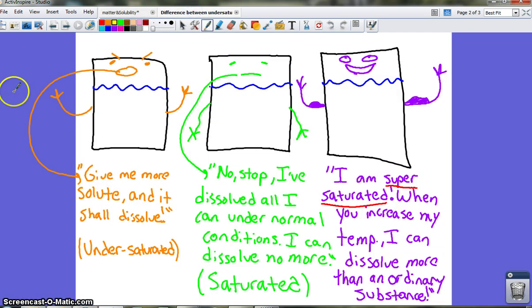Right? So kind of like our pictures here. We have our undersaturated or unsaturated. This guy wants more solute and it shall dissolve. Our saturated guy is full. He can't dissolve any more. And our supersaturated guy, well, when you increase his temperature, he can dissolve more than any ordinary substance. Okay, use this for a review, and also use this as a review when you're starting to work on some of the solubility graphs. Please let me know if you have any questions.